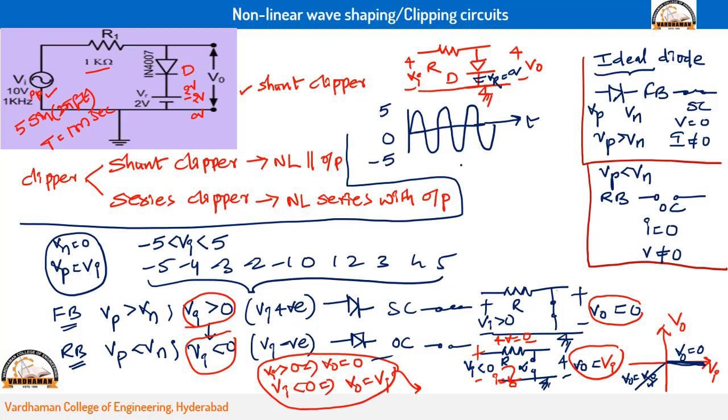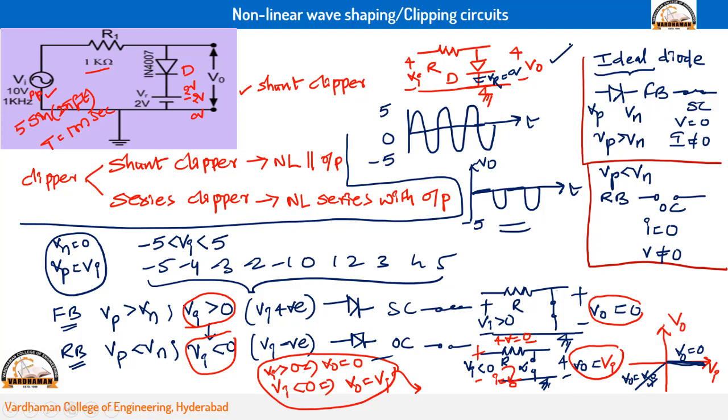Now I will draw the output signal also. This is V0. For the positive half cycle, we got output 0. For the negative half cycle, we got output exactly equal to input. So there is no positive portion. Wherever input is there, it comes like this. In this way, we can get the output signal also, input signal and output signal. So we have completed one circuit operation like this.